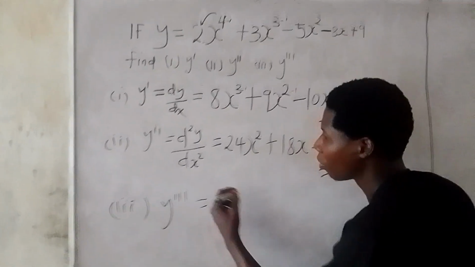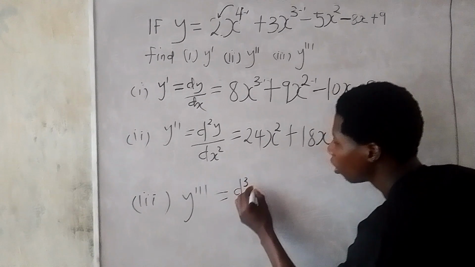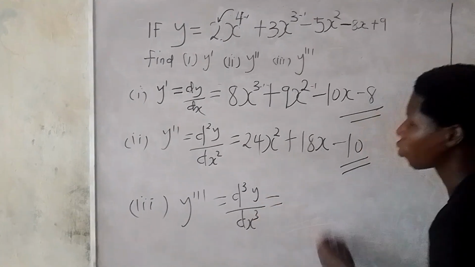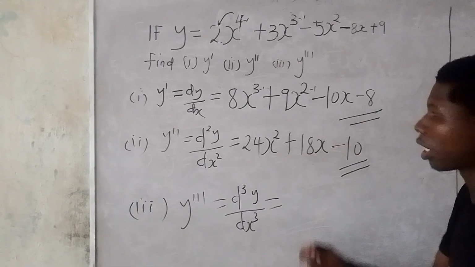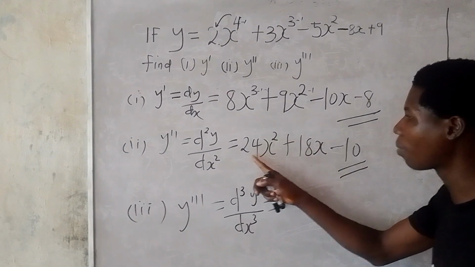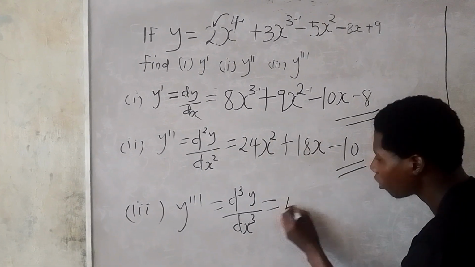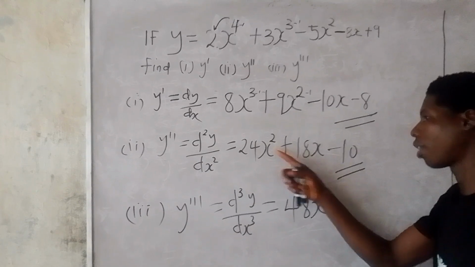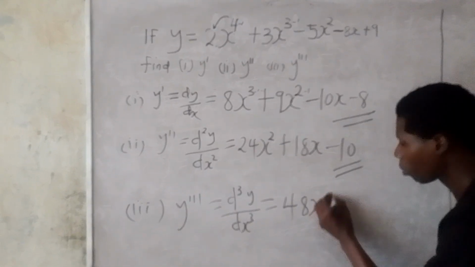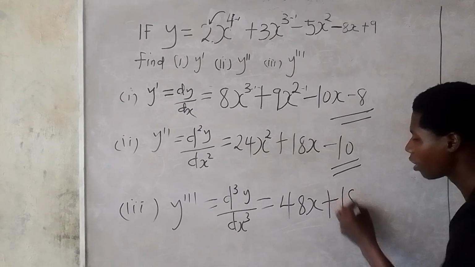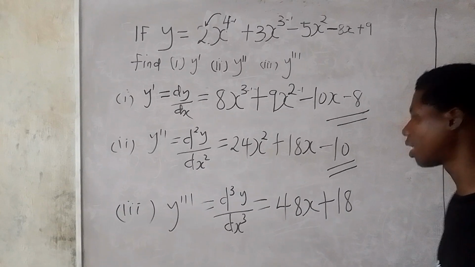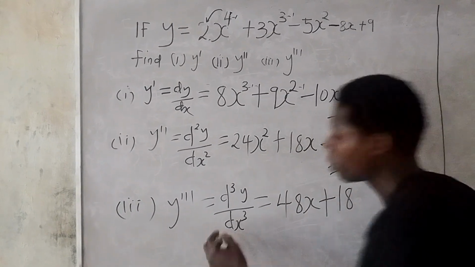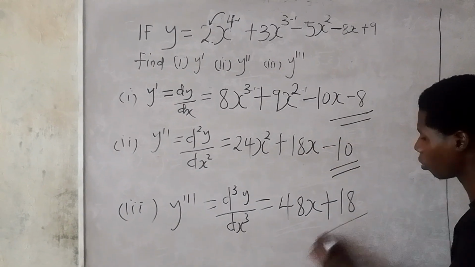This y prime prime prime that you are seeing is equivalent to d cubed y over dx cubed, which is equal to, now differentiate this, the same approach that we have been using. So it's 2 multiplied by 24, you have 48x. If you subtract 1 from the power, it will remain 1. Okay? Plus 18. If you differentiate 18x, you always have 18. Then if you differentiate a constant, I told you that you have 0. So that means the final answer is equal to this.